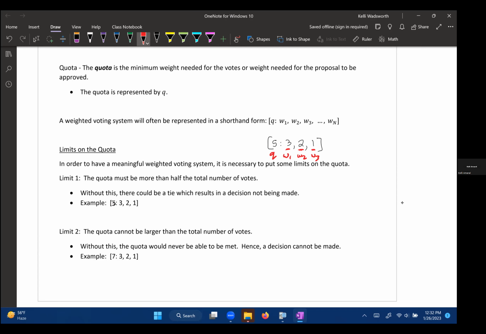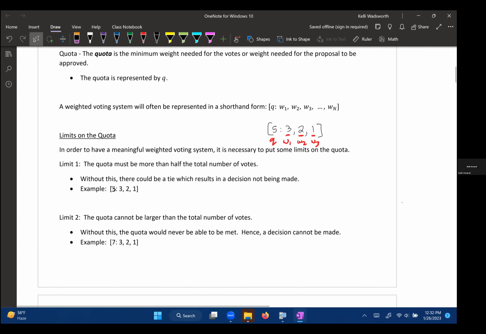Okay, so that's just an example. That's how that works, right? You would see the quota followed by a colon and then a list of numbers that represent the weights of the players in the voting system. Okay, so let's talk about some limits on the quota and why we might want to have limits.